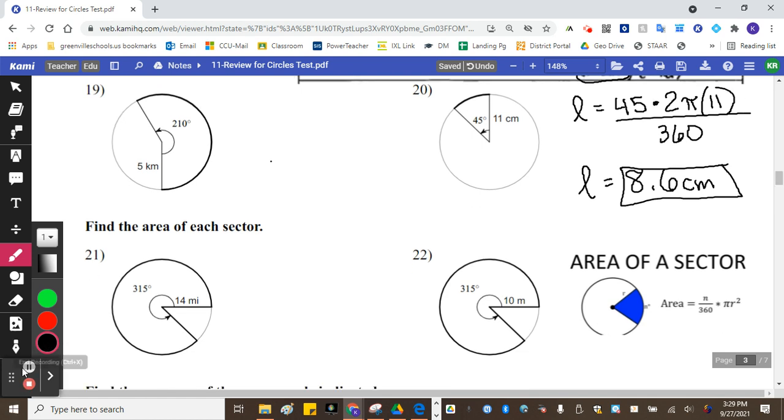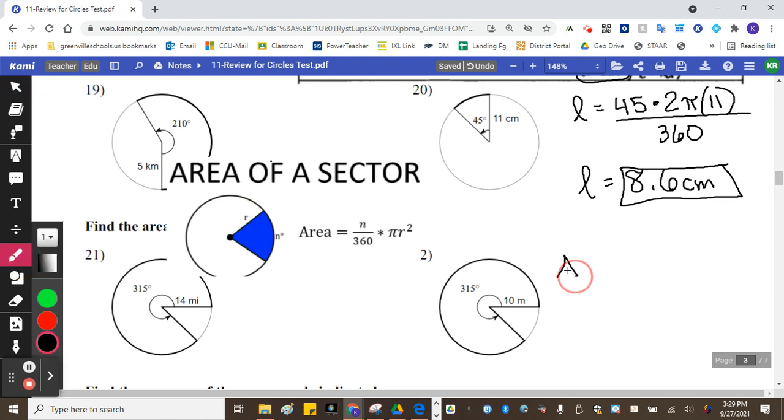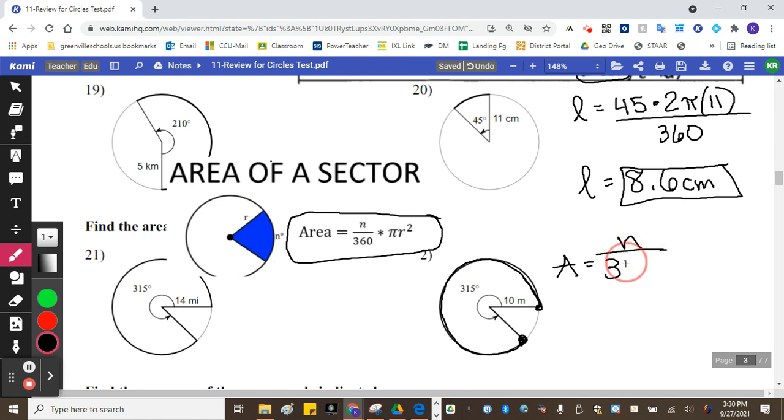So here's area of a sector. Your area equals N, which is the arc, from here all the way around to here. Here's your formula: N over 360 times pi r squared. This is a central angle, so if this is 315, the whole arc is also 315.